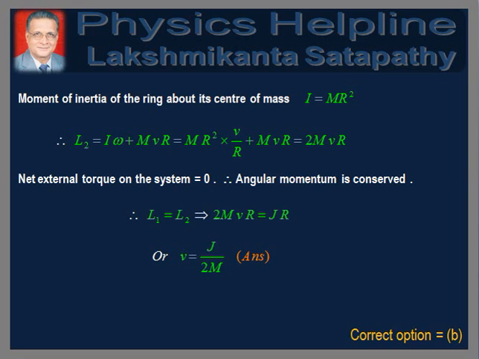Now, the net external torque on the system is equal to 0. Therefore, angular momentum of the system is conserved. Therefore, we have L1 is equal to L2. This implies 2 mvr is equal to Jr or v is equal to J by 2m. Therefore, the correct option is B, which is the answer to question 3. This completes the answers to the questions.